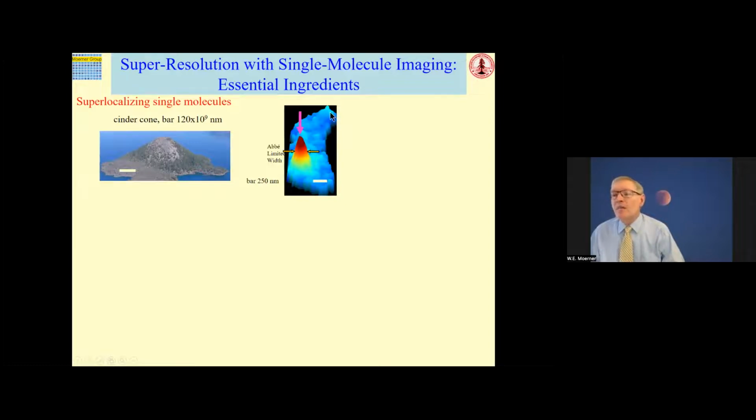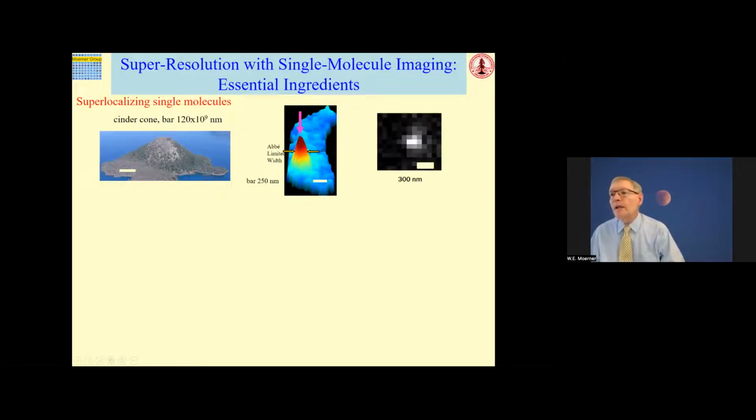In an image of a bacterial cell now with a 250 nanometer bar, here's the image of a single molecule turned into this little 3D picture, because what I'm doing is creating the third dimension from the brightness of the light from the molecule. So this is the same as those images I've shown before, except I'm using the third dimension to show the brightness of the molecule. And you see, it really does look like a little mountain.